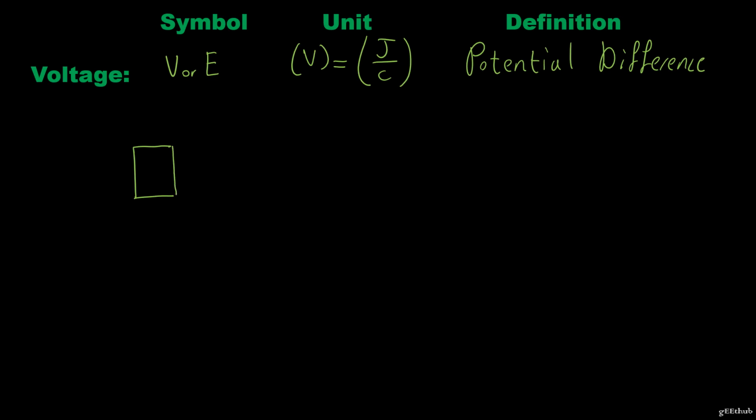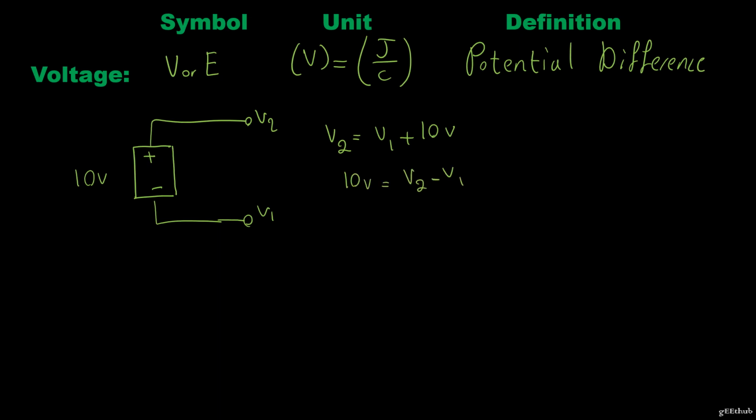I have the EMF, and let's say it has a 10 volt rating. And again, we said that it has a positive and a negative terminal. So I'm going to call these terminals V2 and V1. So I know that my V2 is equal to V1, the potential at V1, plus the extra potential that I provided to it. And I will rewrite by saying that 10 volts is equal to V2 minus V1, which is delta V. Now this is what the definition means by saying that voltage is a potential difference. It's a potential difference provided across two terminals.